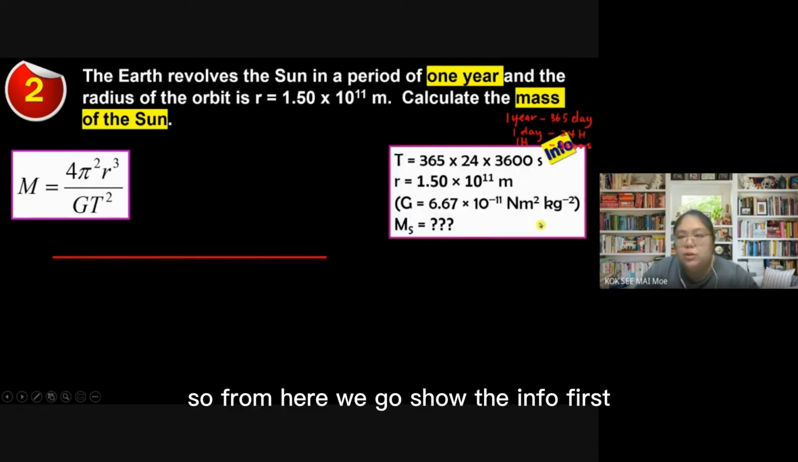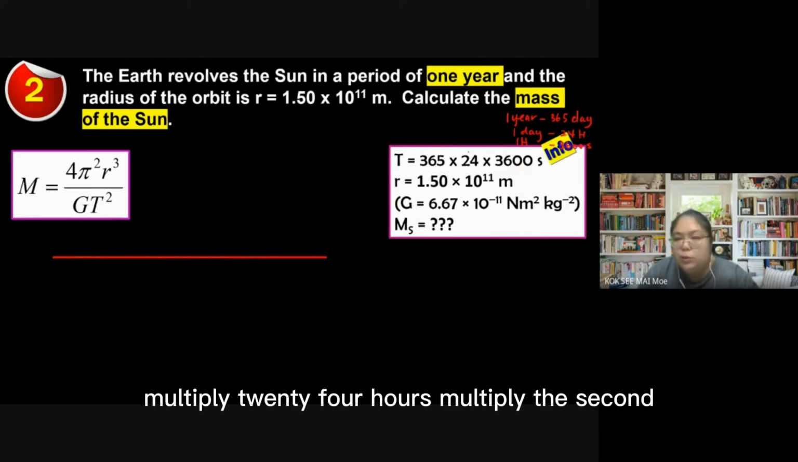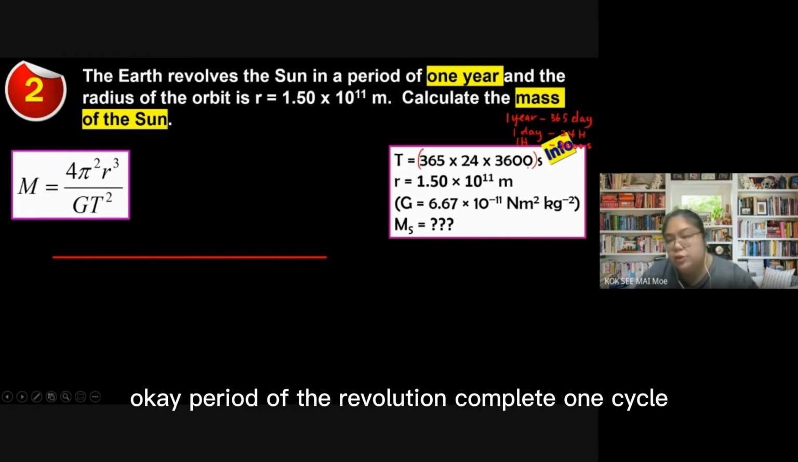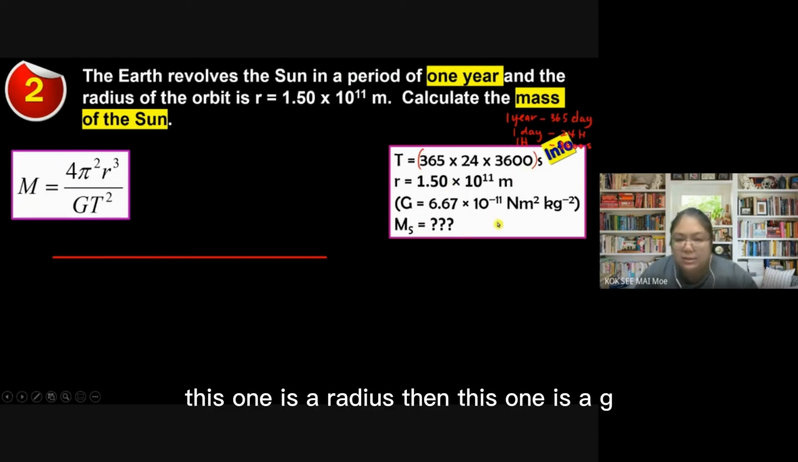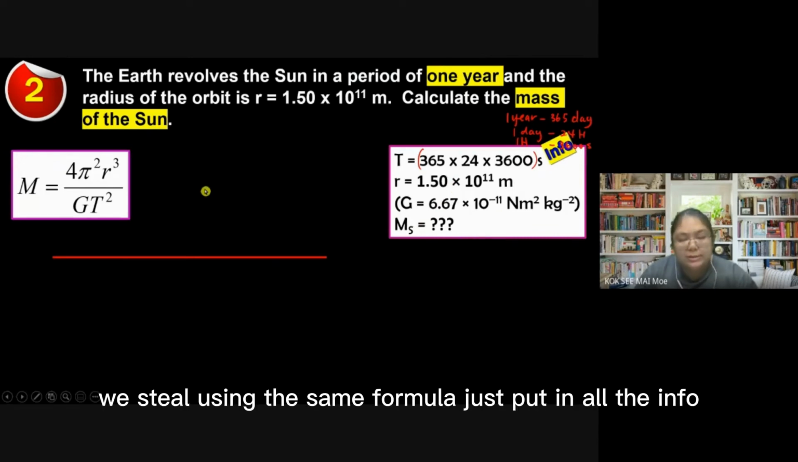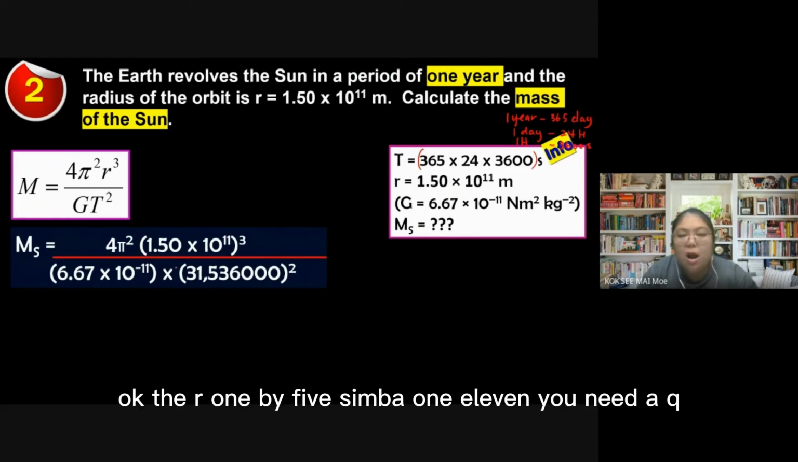So from here we show the info first. 365 multiplied by 24 hours, multiplied by the seconds. This overall is the period of revolution, completing 1 cycle. This is the radius, this is G, and they want to find the mass of the Sun. We're still using the same formula, just putting in all the info. 4 pi squared, and the R, 1.5 times 10 power 11, you need to cube it.